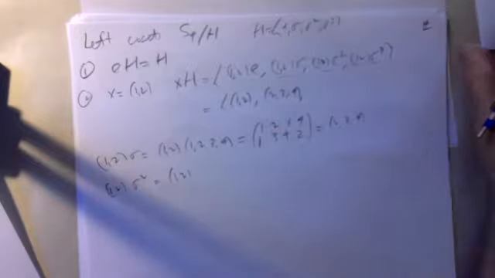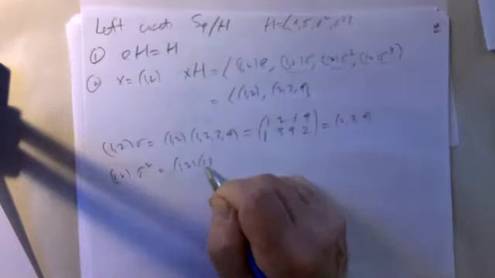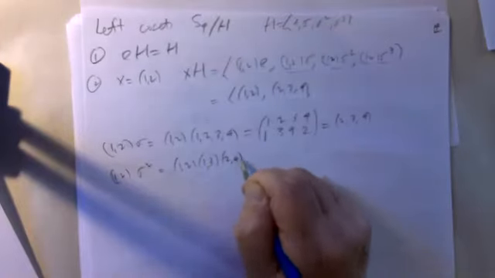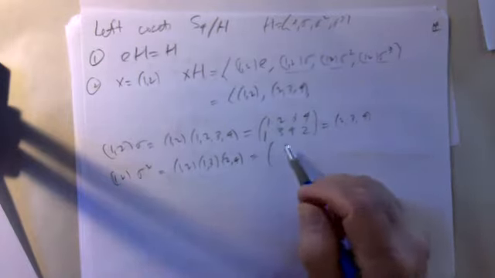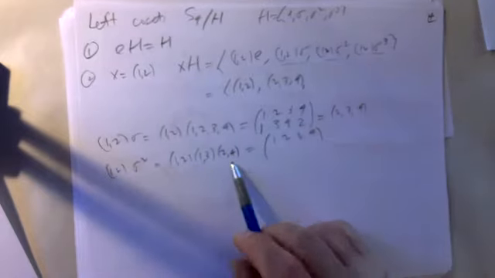Well, what is sigma squared? I actually calculated that. Sigma squared is (1 3)(2 4). So this is (1 2) times (1 3)(2 4). What is that in standard form?